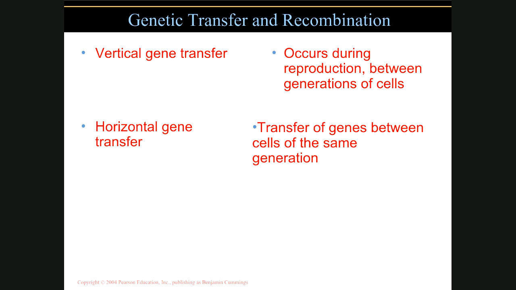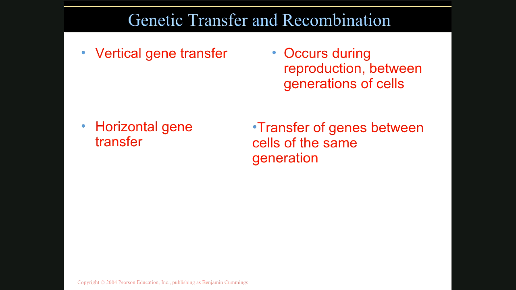So when it comes to genetic transfer, of course, we're all familiar with vertical gene transfer from parents to offspring. And so with bacteria, it works that same way. When the bacterial cell divides, each daughter cell is genetically identical to the parent cell that produced it. And so, we're all familiar with that kind of genetic transfer.